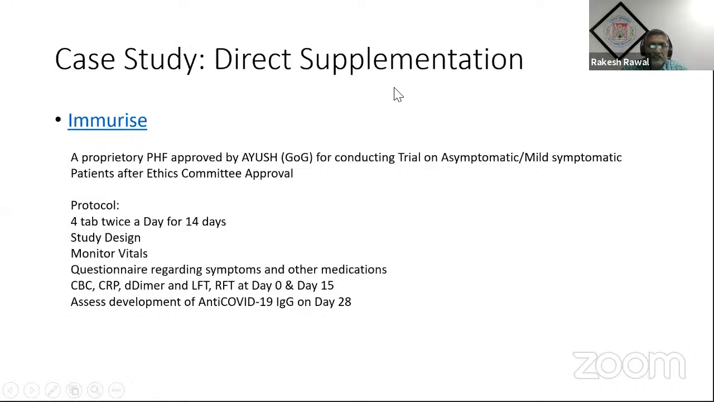So the direct supplementation, one example is Immunize. Immunize is a proprietary polyherbal formulation. It was approved by Ayush, Government of Gujarat, for conducting a trial on asymptomatic and mild symptomatic patients, after ethics approval. So we got all these approvals, and we started the Immunize trial in patients with mild and asymptomatic cases. The dose was 4 tablets twice a day for 14 days.